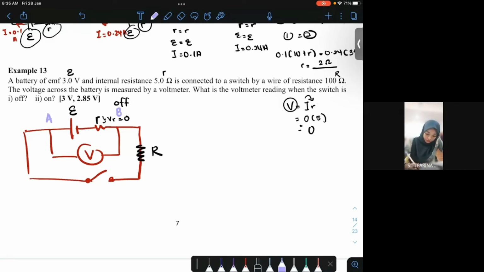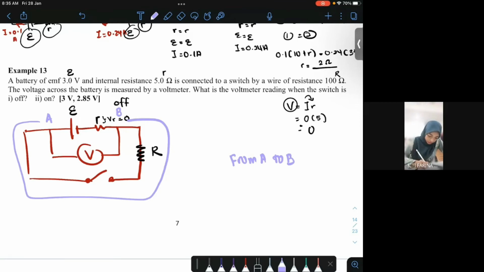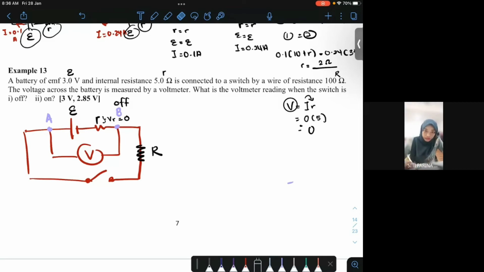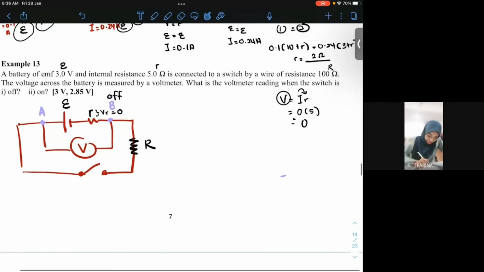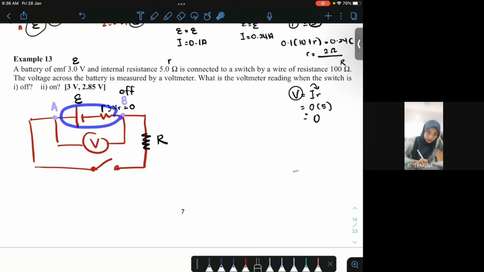From A to B, lalu macam ni, ataupun from B to A. Terus lalu dari B ke A. Yang penting connect between point A dengan point B. When you connect between point A and point B, kamu boleh baca bahagian sini, this part here, ataupun you can read the remaining. Sama. Dia akan baca yang sama.